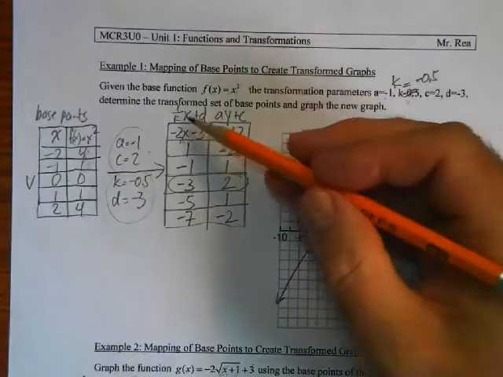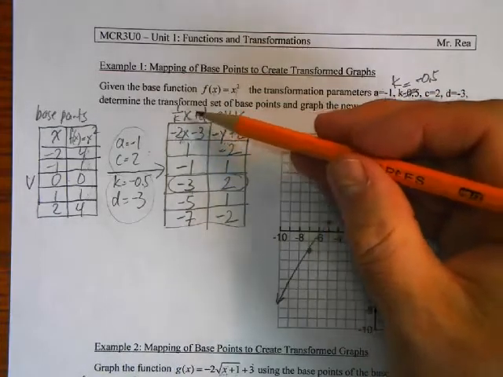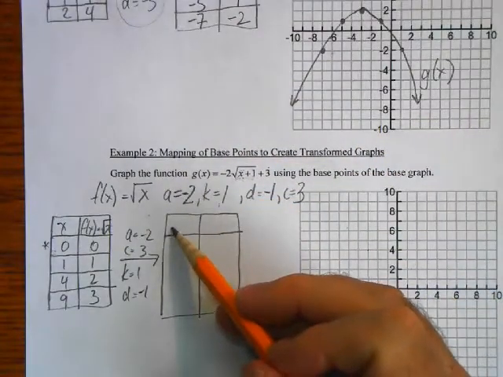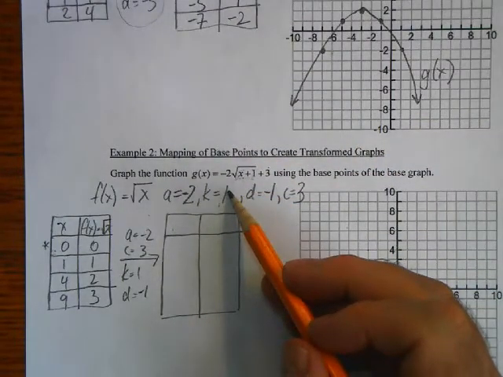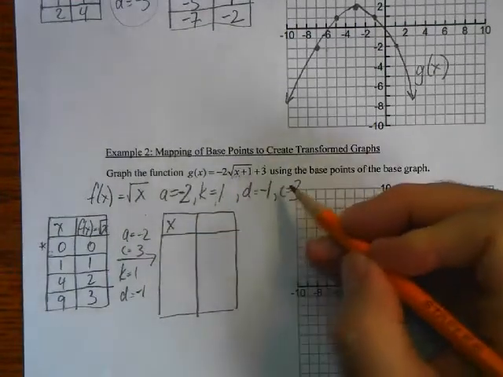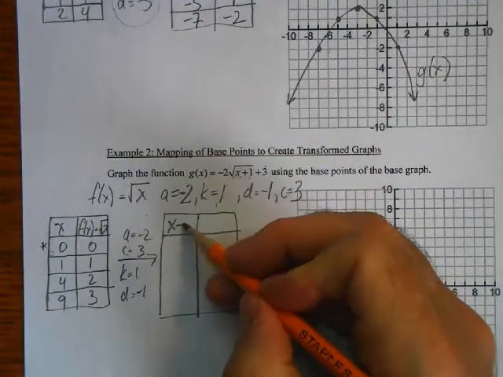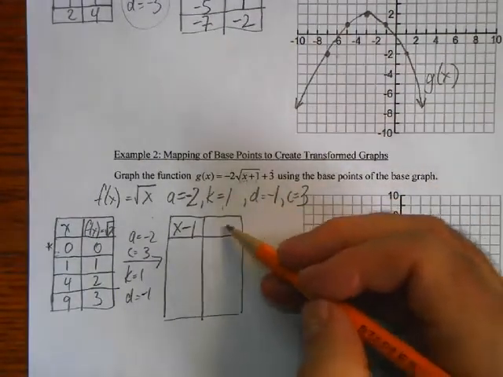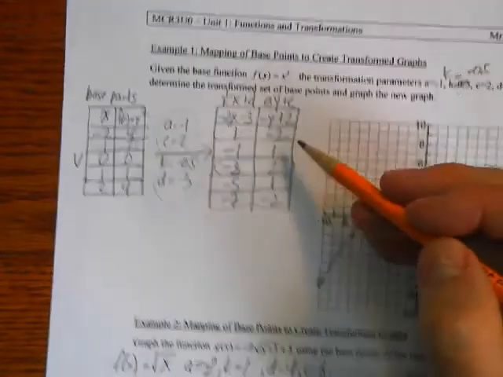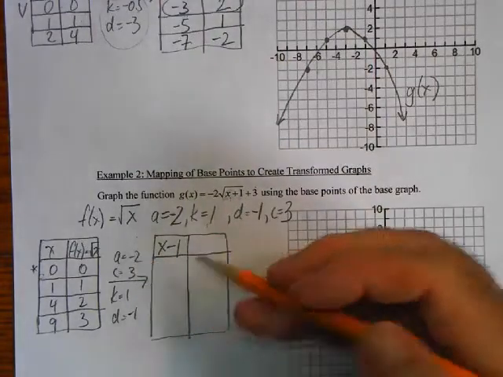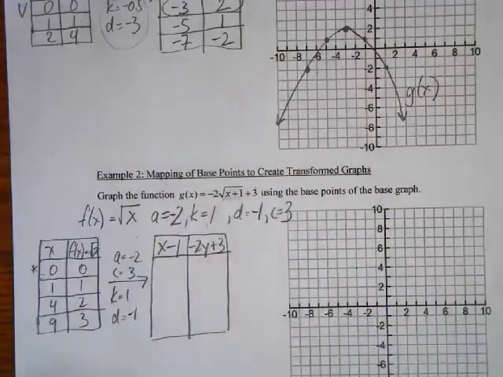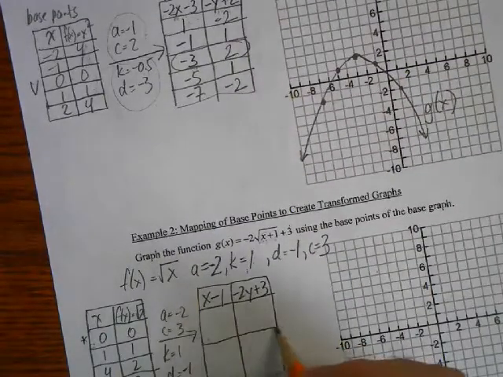So I won't write it again just because I can see it up here. So it's going to be 1 over k times x plus d here. So 1 over k, 1 over 1, which is just 1. So it's just going to be x plus d, and d is -1, so it's x minus 1. And then I go over to create the formula for what we are doing to the y coordinates. It's going to be a times y plus c. So a is -2, so it's -2y plus c, which is 3. So there we are. We'll just put some lines here.